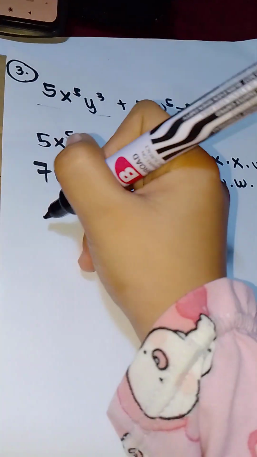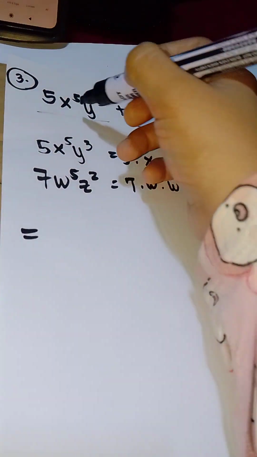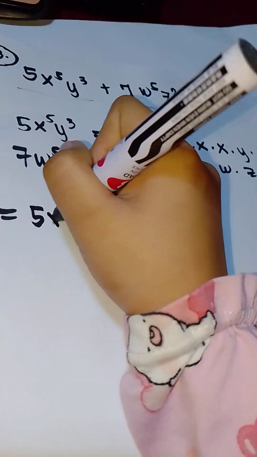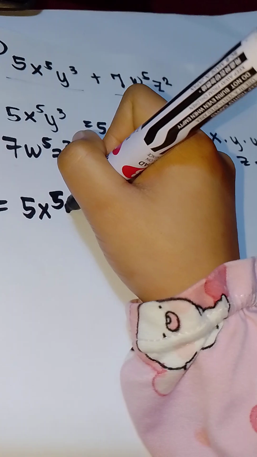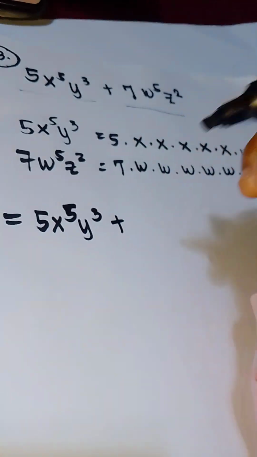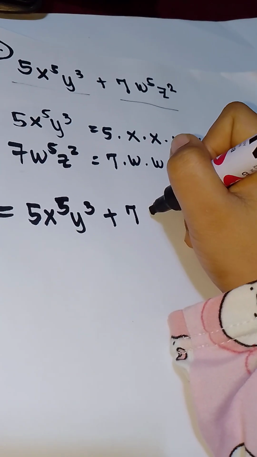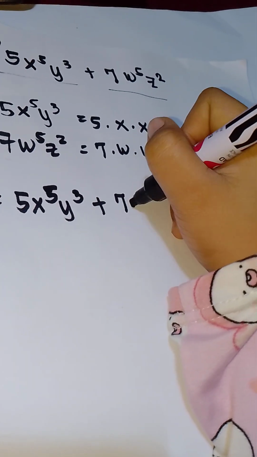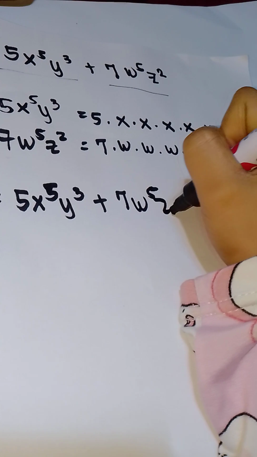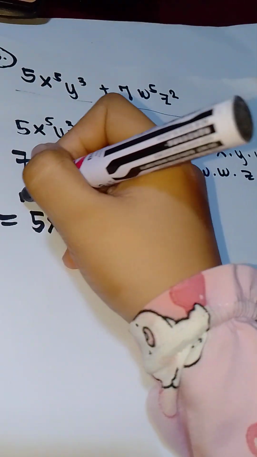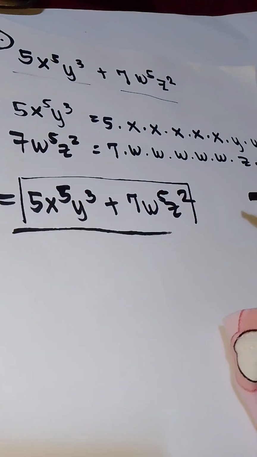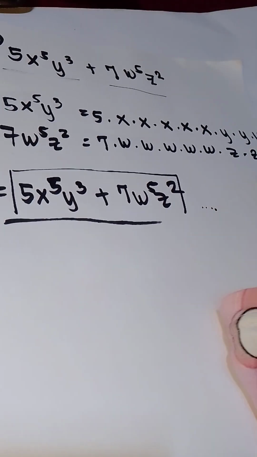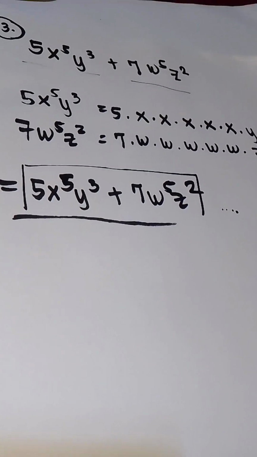So the answer of this is just the same. We will just write it as 5x raised to the power of 5, y raised to the power of 3, plus 7w raised to the power of 5, z squared. So the answer is this. It's not possible to factor.